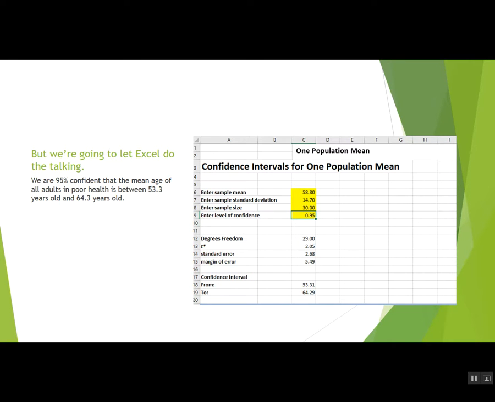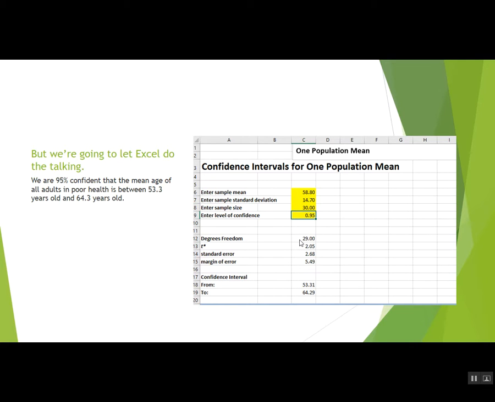So we take the data that we found, our sample mean of 58.8, sample standard deviation of 14.7, sample size of 30, put them in Excel, tell it we want a 95% confidence interval, and boom, the work is done for us. We are 95% confident that the mean age of all adults in poor health is between 53.3 and 64.3 years old. By the way, that's a pretty big margin of error, and the reason for that is that our sample size is so small. If we had a much bigger sample size, we would get a much better estimate.